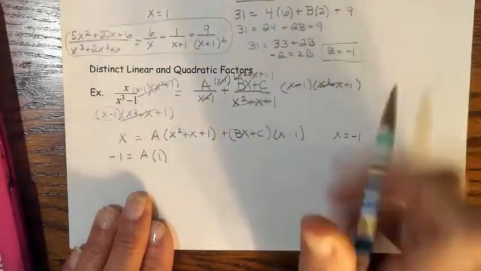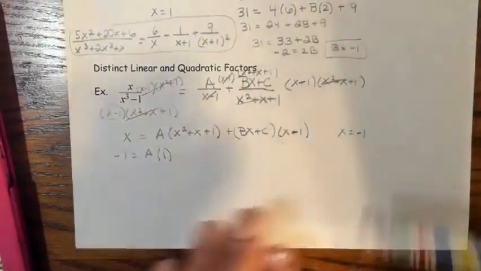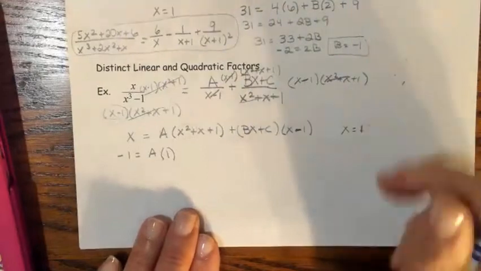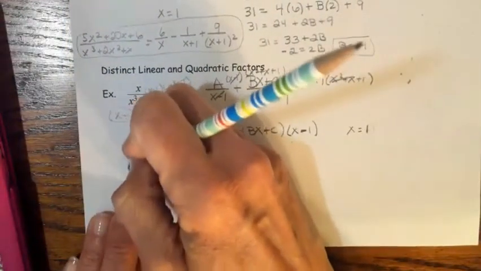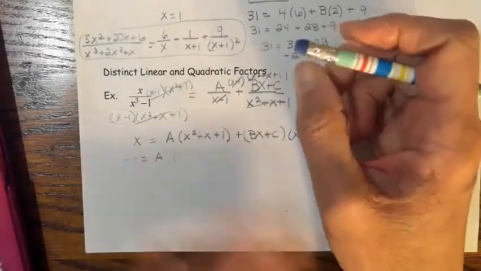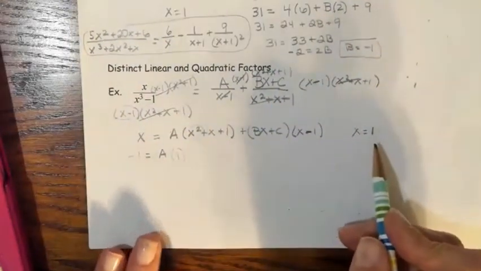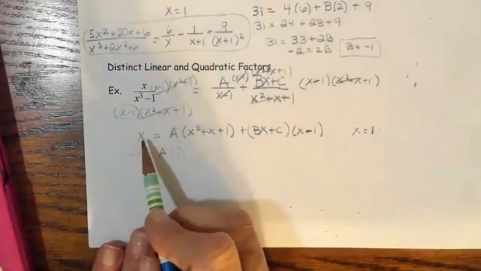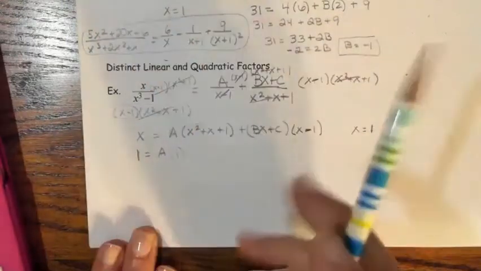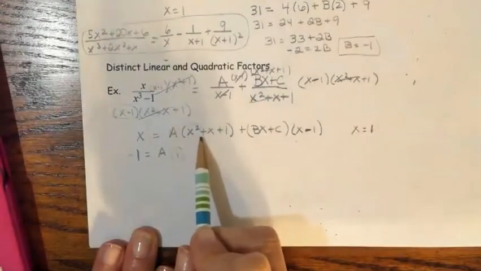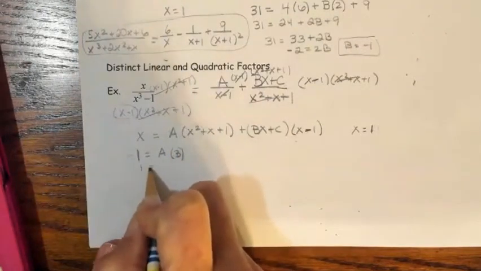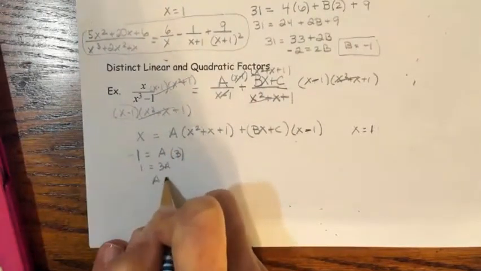That changes everything. So I'm going to let x be +1. That could be the problem. All right, x is +1. So when I let x be 1, this is just 1. And then 1 squared is 1 plus 1 plus 1 would be 3. So times 3. So 1 equals 3a, a equals 1/3.